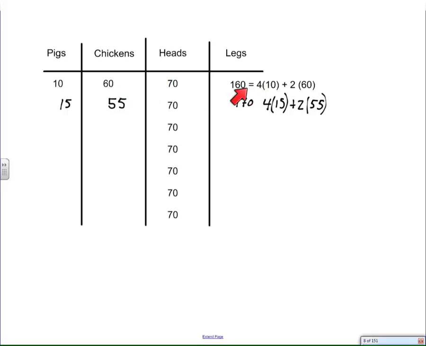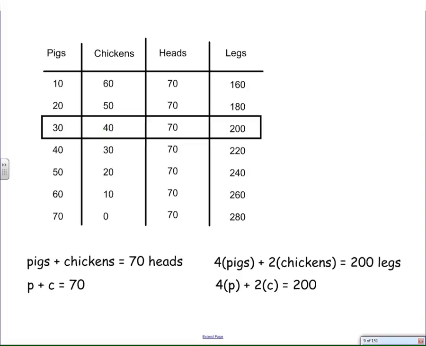However, we would see that there's only 160 legs between them, so that's not right. And I can just keep making educated guesses until I move towards 200 legs. You can see here as I added 5 more pigs, it increased the number of legs to 170, so I should continue in that direction. Eventually we can complete the table and discover the correct solution without even having to do any algebra at all.